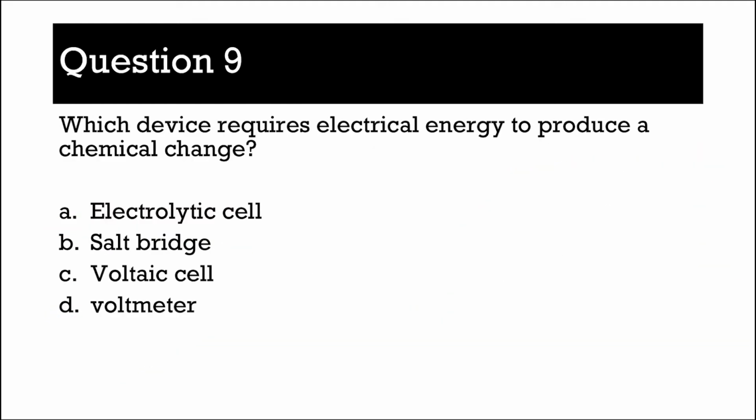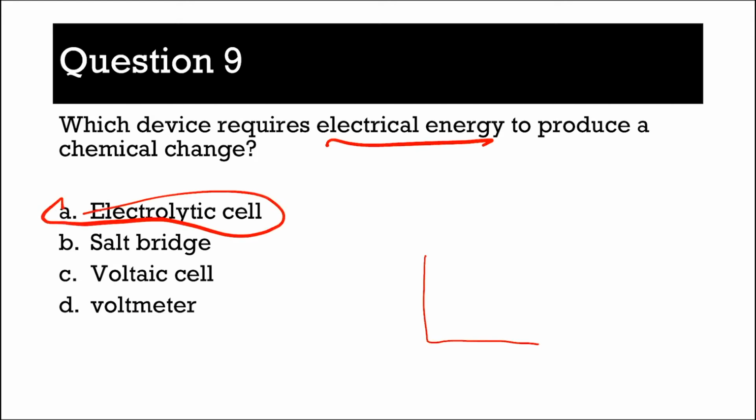Moving on to number 9, which device requires electrical energy to produce a chemical change? That is an electrolytic cell. So remember, the electrolytic cell is generally one cell. It has a piece of metal, and it has a battery. That symbol is a symbol for battery. When you do circuits in physics, you will learn that. And let's make this a key.